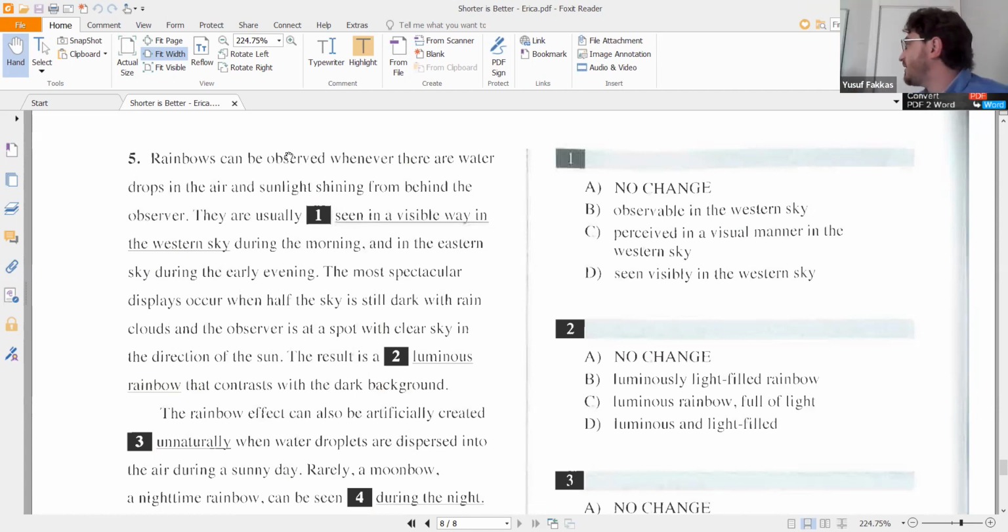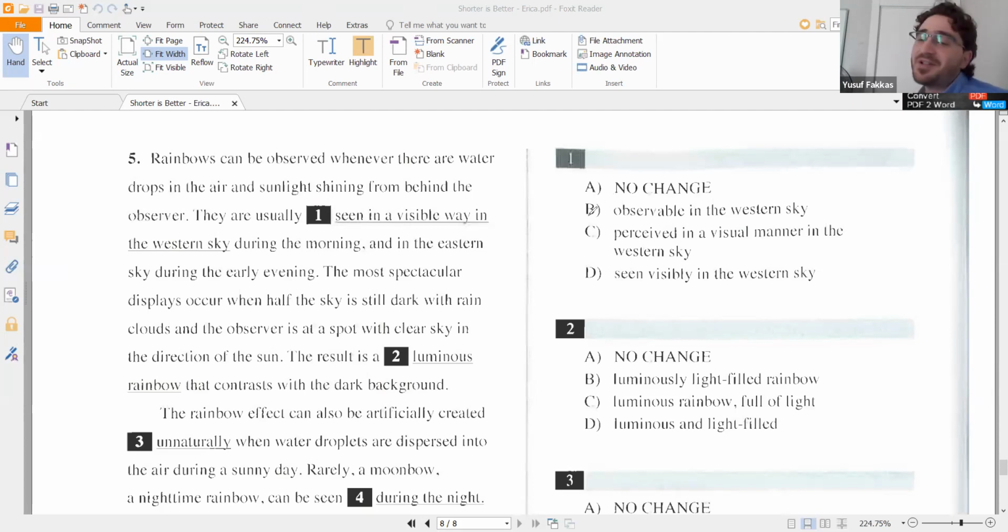Yes. Okay. Let's look at 5. Adam, why don't you help us? We start from the beginning, right? So rainbows can be observed when there are water drops in the air and sunlight shining from behind the observer. They're usually seen in a visible way in the western sky during the morning and in the eastern sky during the early evening. The underlined part is telling us seen in a visible way in the western sky. What do you think of this option? I think B. B, why? Because it's shortest, right?